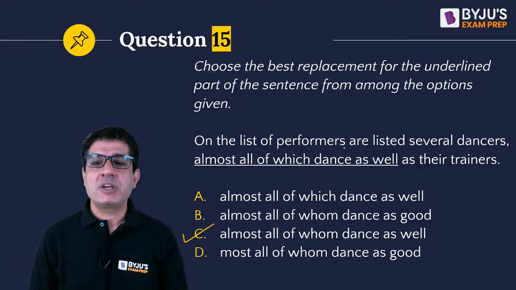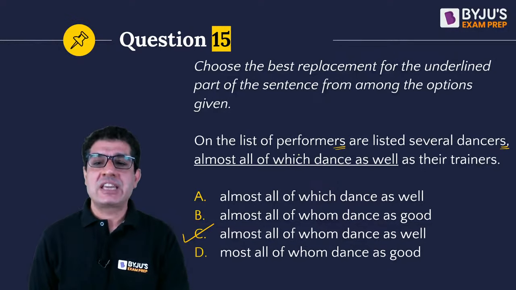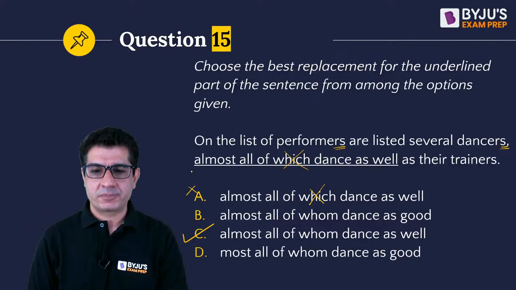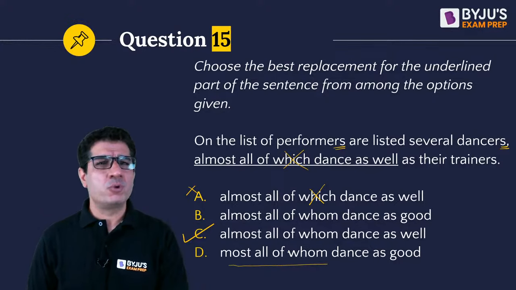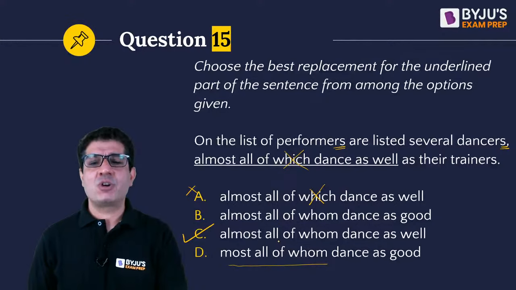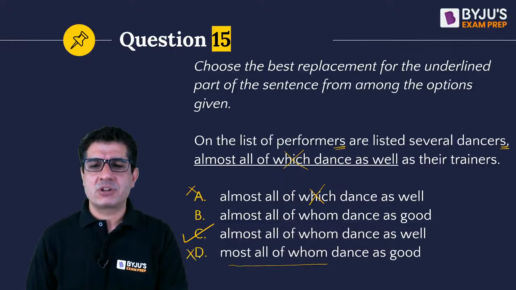So because we are talking about performers, dancers, that is persons, we cannot use which. And therefore A is ruled out. D has "most all of whom." That does not make sense. Either you say "almost all." You don't have any expression called "most all," so D is also ruled out.